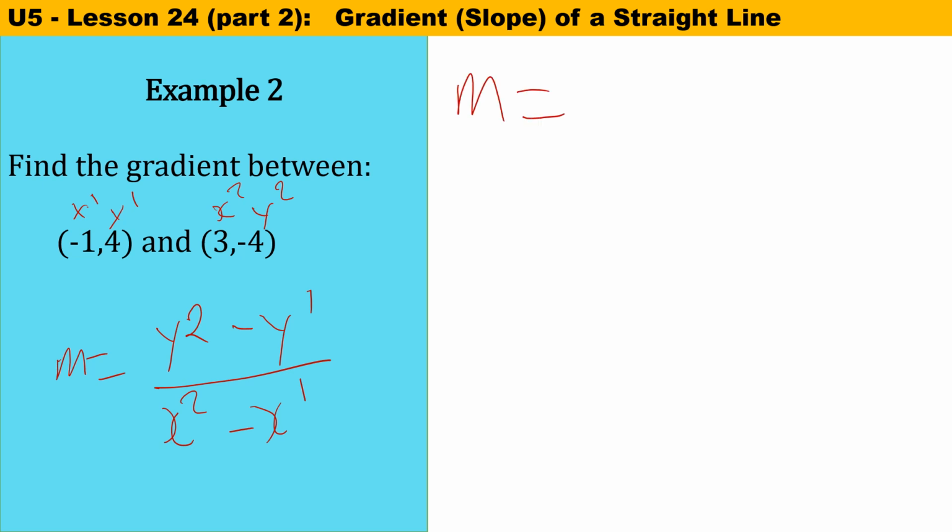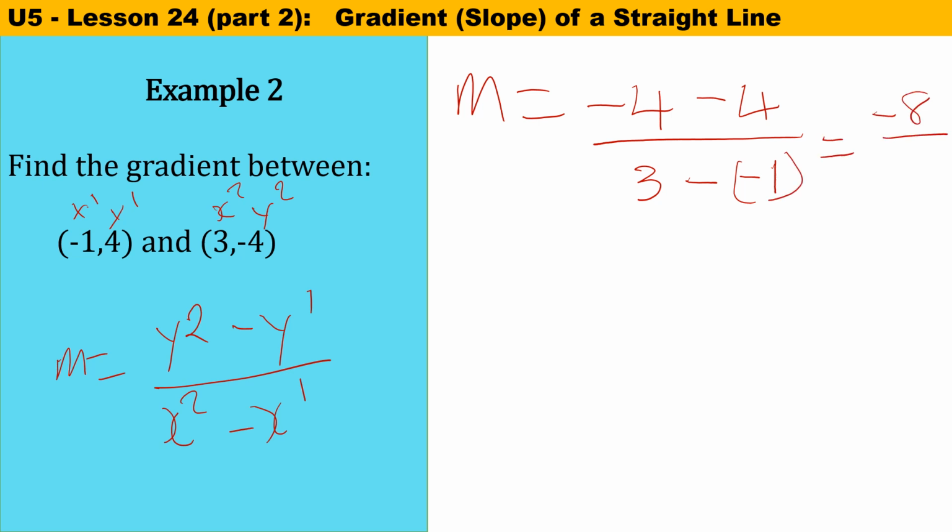Now you just go ahead and substitute out. So m equals -4, and you are minusing 4, over 3 minus -1. And that gives you -8 over +4. +4 into -8 is equal to -2. That tells you m equals negative 2.